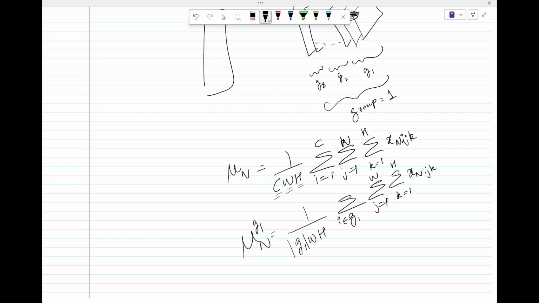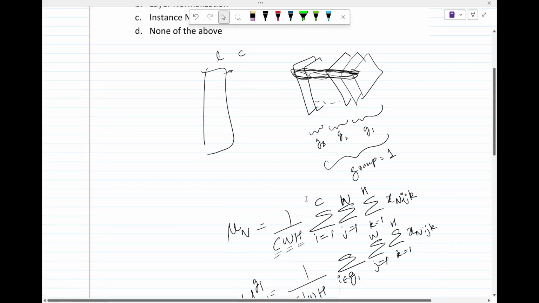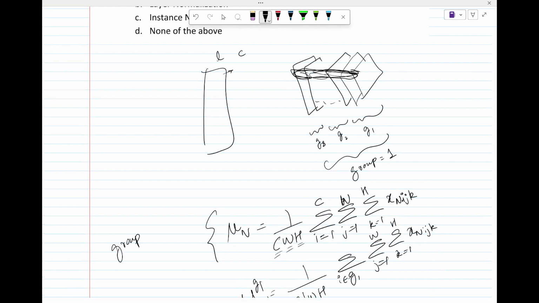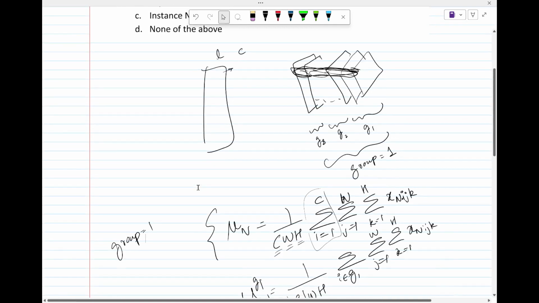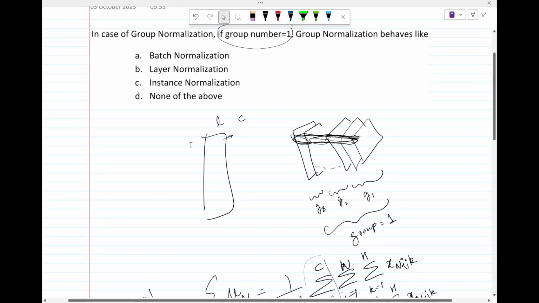I in G1, summing over I in G1. So this is what, and group is equal to 1. That means all channels are included in the group, in the same group. There is only one group. And this is the formula for layer normalization. So this will be layer normalization.